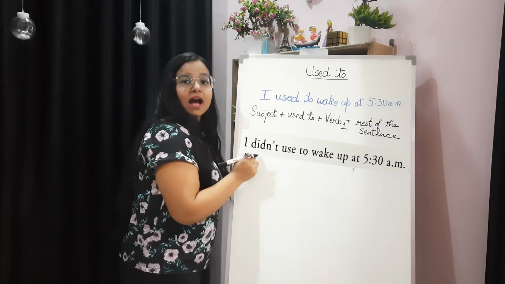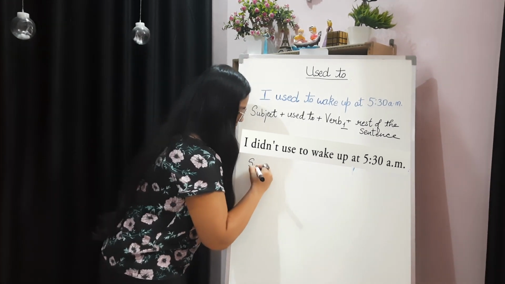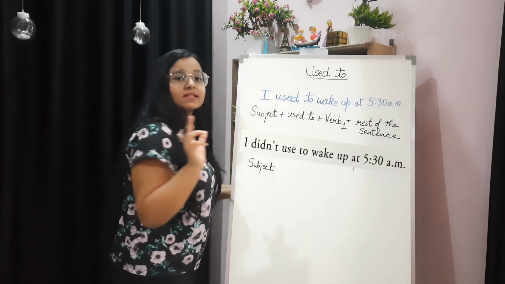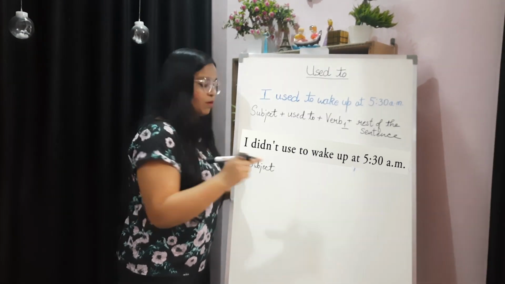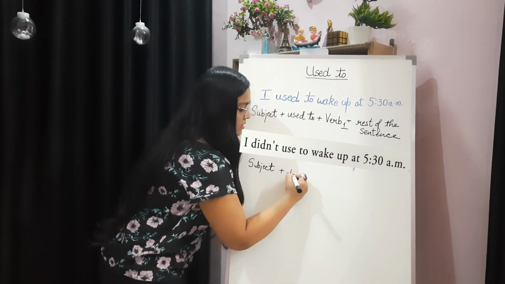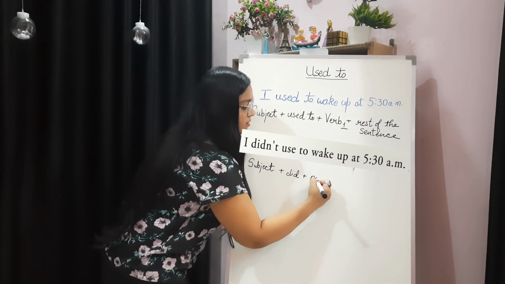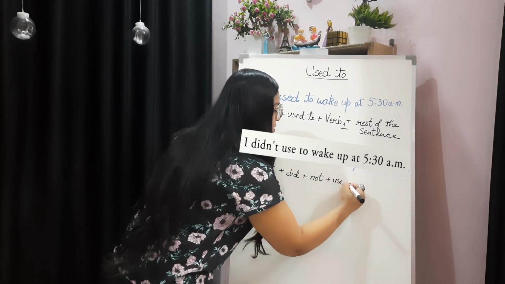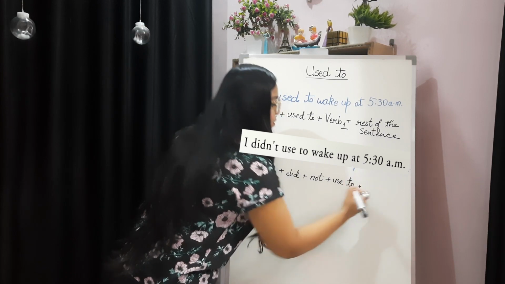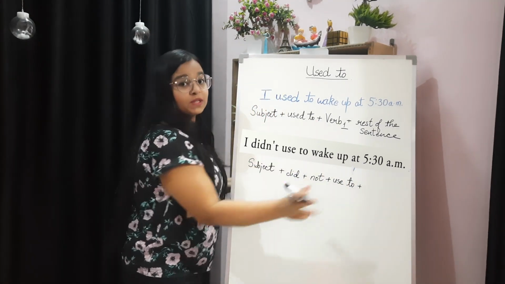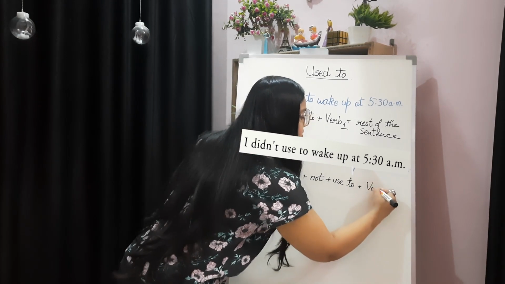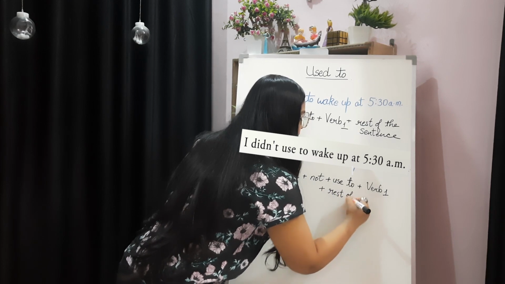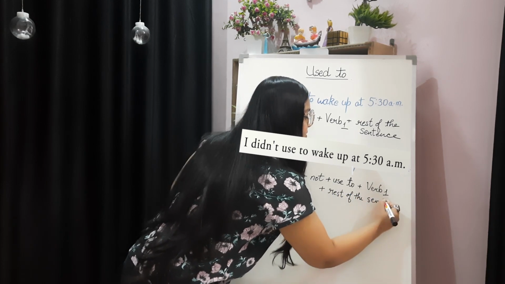Now again, I, it's the subject, plus the verb do, the past form of the verb do. So here it is did, plus not, plus use to, plus again verb's first form, and then rest of the sentence.